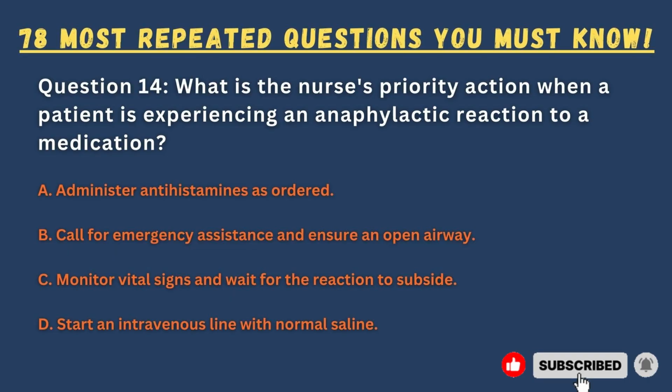Question 14. What is the nurse's priority action when a patient is experiencing an anaphylactic reaction to a medication? A. Administer antihistamines as ordered. B. Call for emergency assistance and ensure an open airway. C. Monitor vital signs and wait for the reaction to subside. D. Start an intravenous line with normal saline.